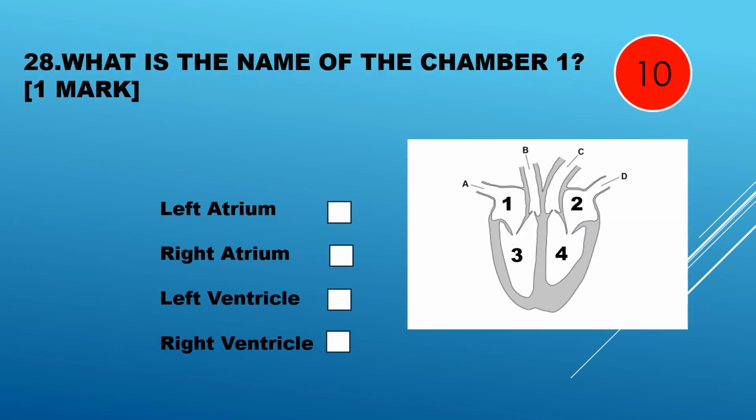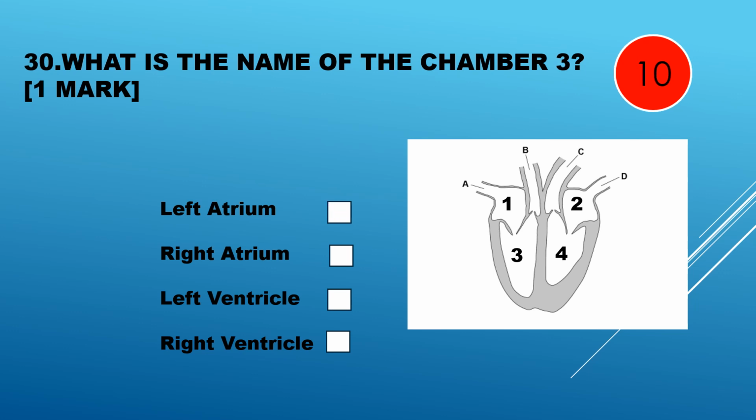Question 28. What is the name of the chamber number 1? Is it left atrium, right atrium, left ventricle, right ventricle? Chamber 1 is your right atrium. Question 29. What is the name of the chamber number 2? Is it left atrium, right atrium, left ventricle, right ventricle? Chamber 2 is the left atrium.